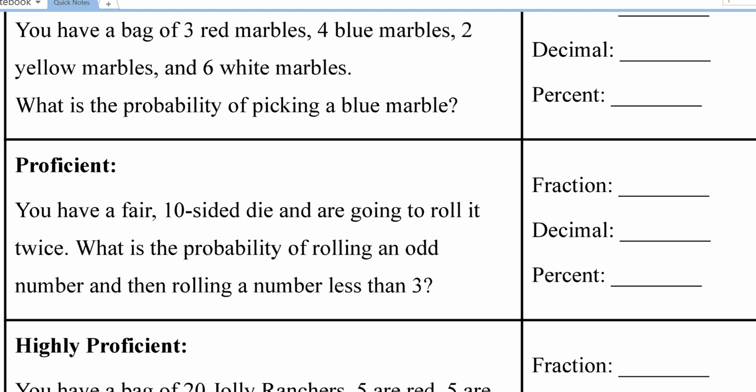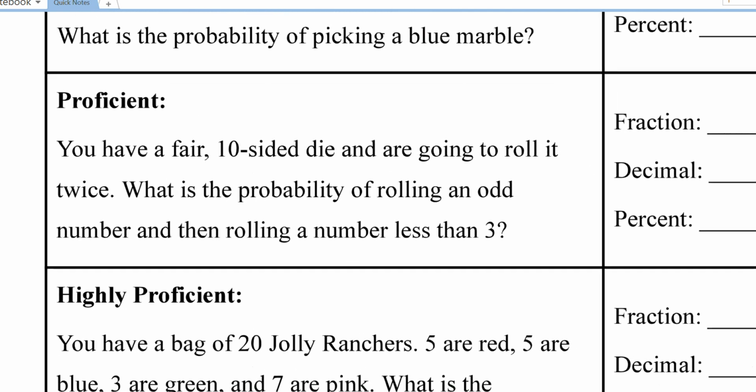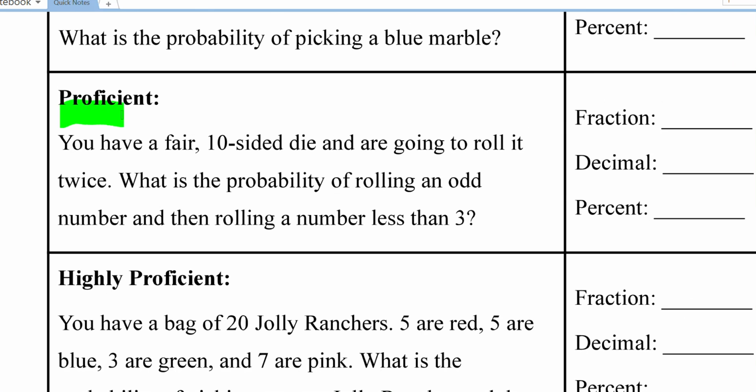This is a video about how to use the multiplication rule for probability, or the AND probabilities. In this case, this is the proficient level, and it's asking if you have a fair 10-sided die and are going to roll it twice, what is the probability of rolling an odd number and then rolling a number less than 3?